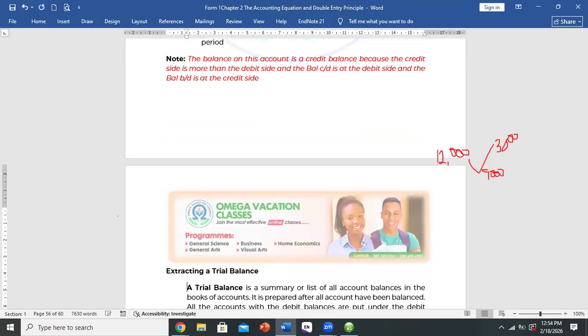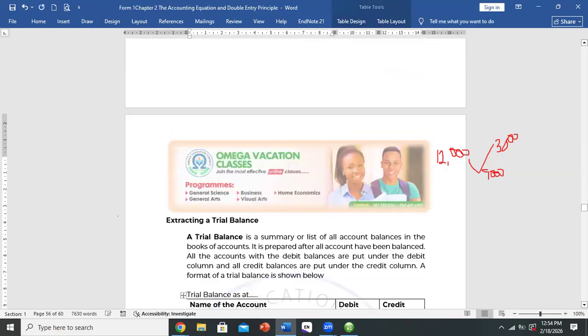So the trial balance. A trial balance is a summary or a list of all the account balances in your books. It is prepared after all accounts have been balanced. So after you have gone through the process to determine whether it is a debit balance or a credit balance, you now extract or draw your trial balance. All the accounts with debit balances, you put under a debit column. And all the accounts having credit balances, you put under what? The credit column. And this is how you prepare.